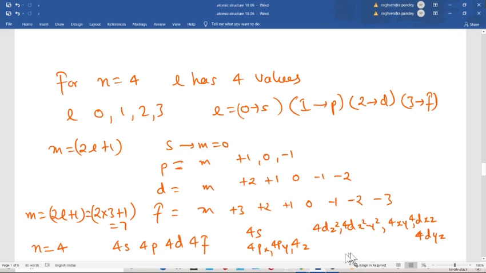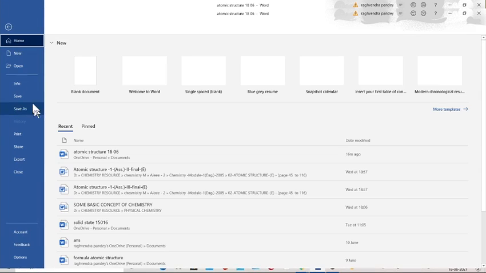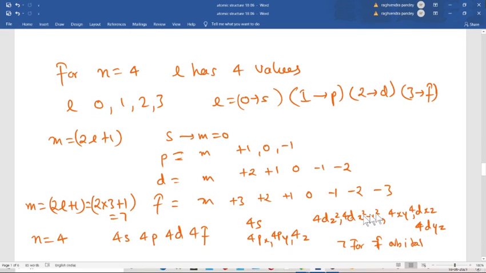And there are 7 f orbitals, which is not in your course. Only the values are there. The orientations of the f orbitals are not in the course, so we don't write them. That's how we have to write this.